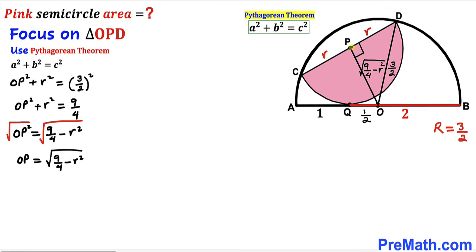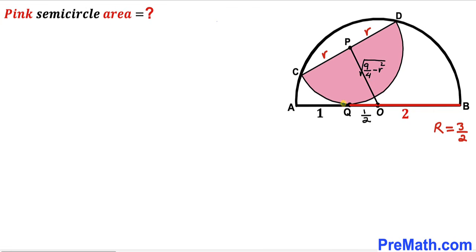So therefore, this OP side length turns out to be square root of 9 divided by 4 minus r square. And now in this next step, I am going to connect this point Q with this center P, as you can see in this next step. And now let's make an observation. We can see this PQ is the radius of this pink shaded semicircle. So this is going to be lowercase r.